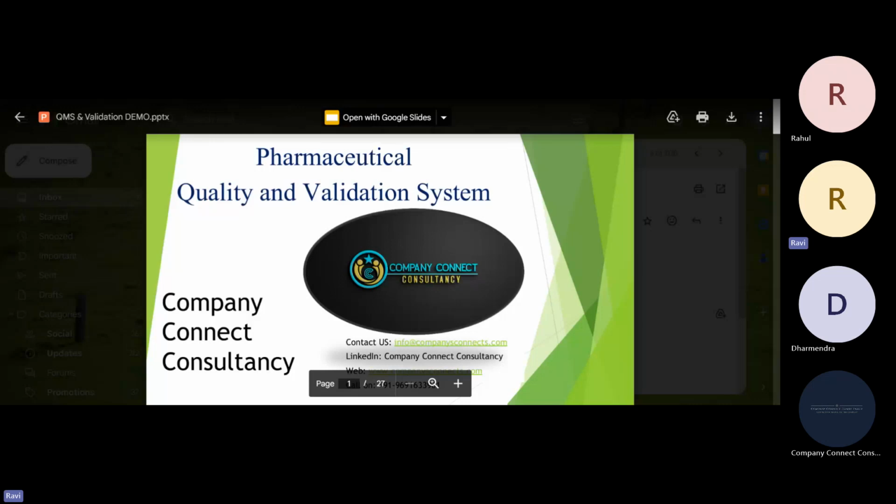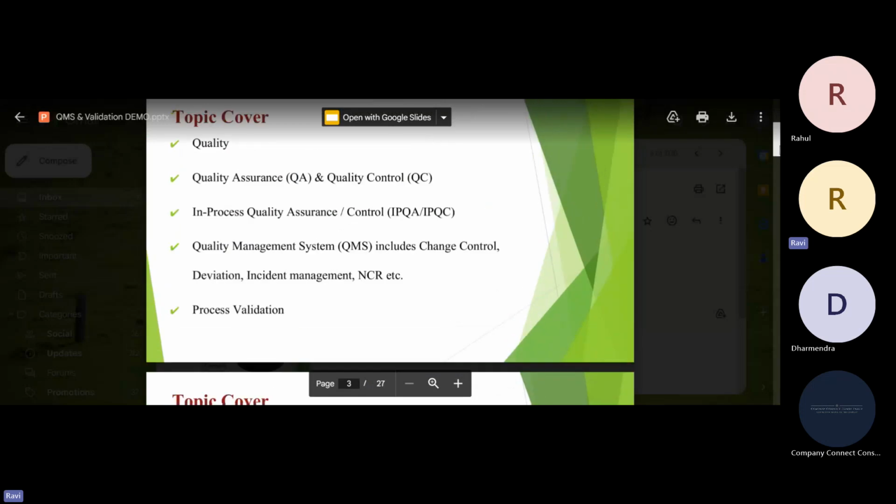Okay. So directly we will start with pharmaceutical quality and validation system. As the company Connect Consultancy has told, there is a training on the pharmaceutical quality and validation system. Here I will be giving a brief introduction about pharmaceutical validation and what we are going to cover in the particular topic. Basically we have around 10 modules. So these are the modules.